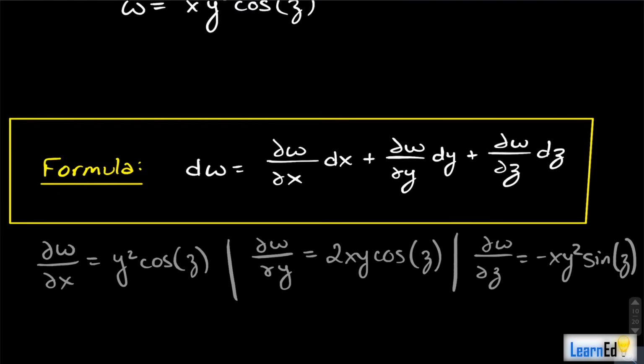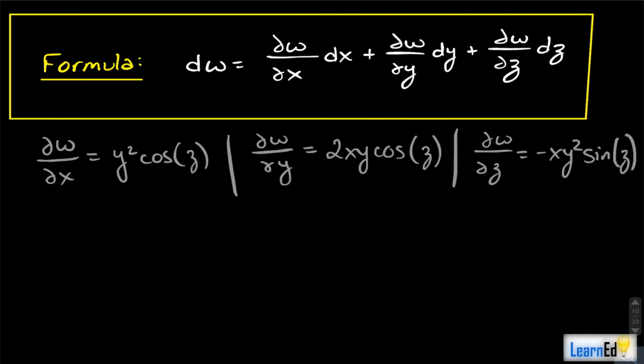There you go. Now put it all together, get the differential of w. So partial w partial x is y squared cosine z.